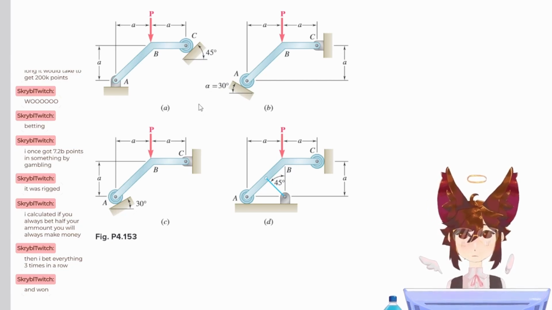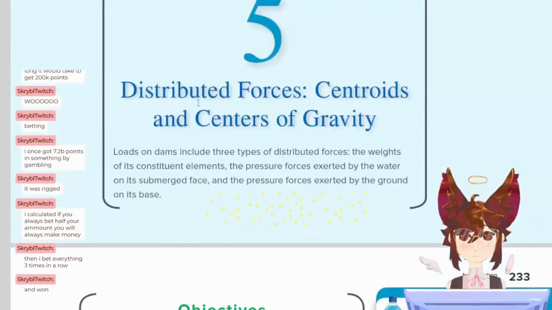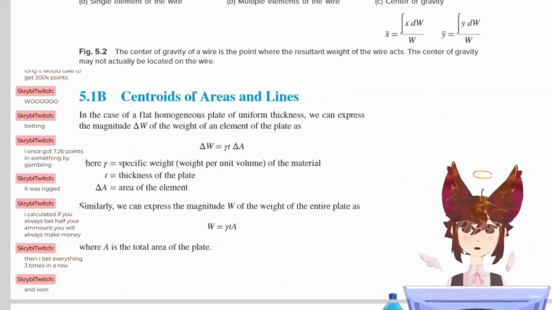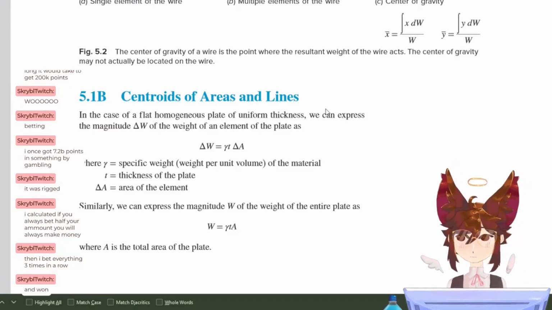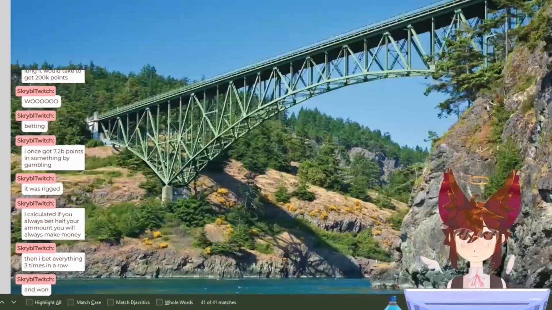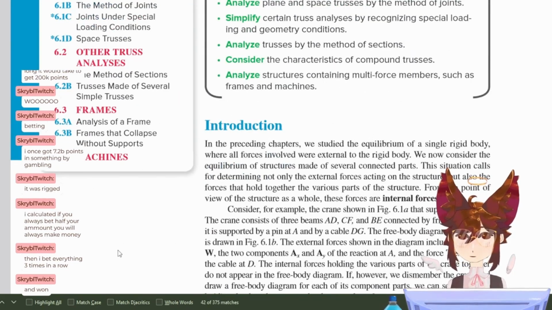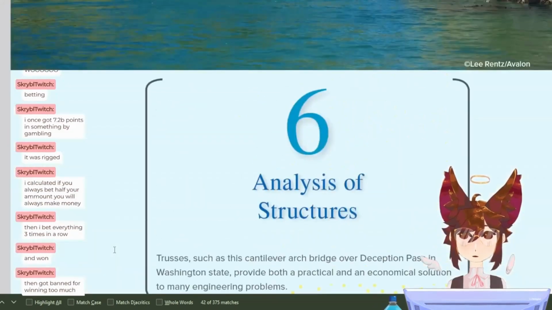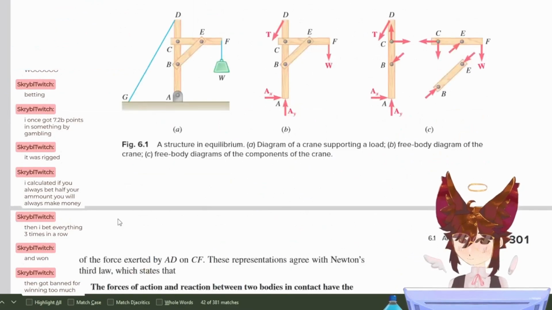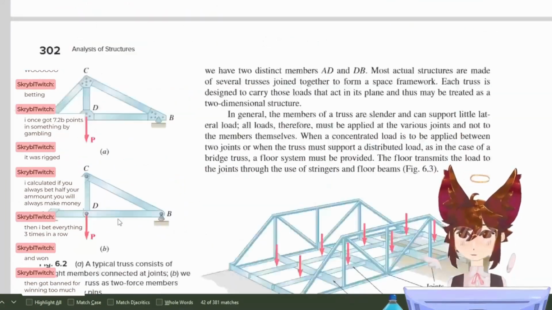Yeah, this is more of a... What the heck? Okay, maybe it's later. What if I just search for truss? Oh god, it's going to give me a lot of results. Oh boy. 300 and... Okay, analysis of structures. Wait, I was right, it is 6. God damn it. Okay.